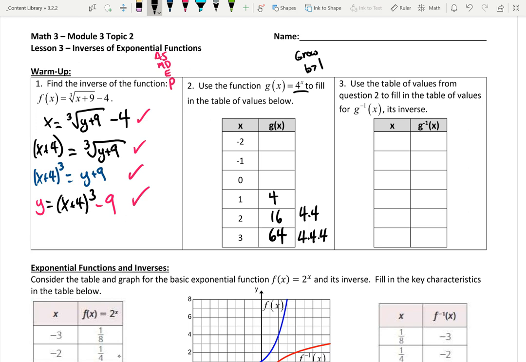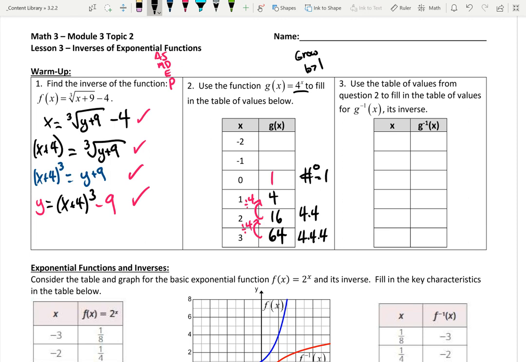Now, if you can remember the pattern, going this way, I do divide by 4. And I notice that it's the same thing. If I take 64 and I divide by 4, I get 16. Then I get 4. And that's how I'm going to get 1. Any number to the 0 power will be equal to 1.